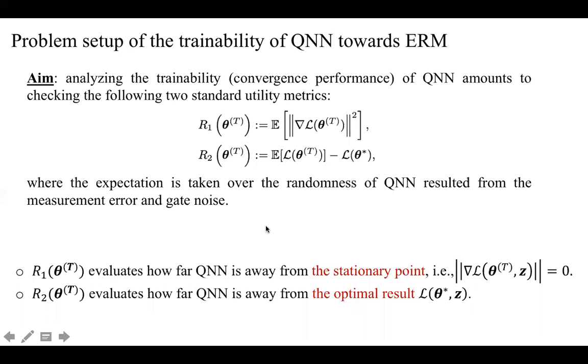Analyzing the trainability, or equivalently the convergence performance, of a quantum neural network amounts to checking the following two standard utility metrics, which are broadly used in ERM. The first one, R1, evaluates how far the QNN is from the stationary point, and R2 evaluates how far the QNN is from the optimal result for the objective function.